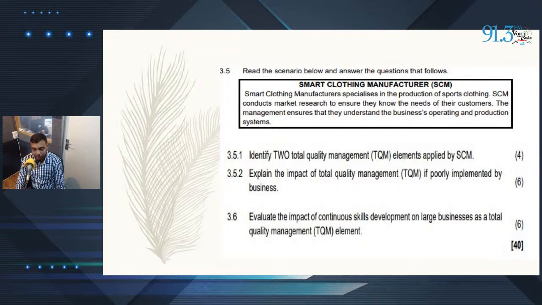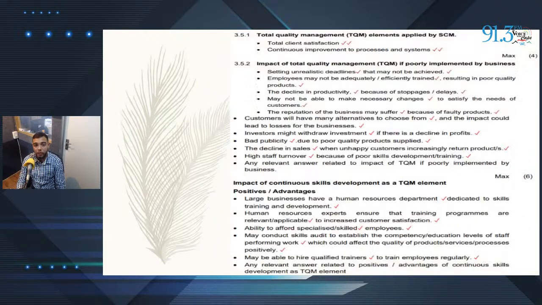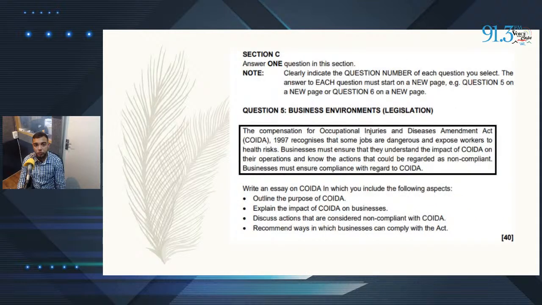mainly is your positives and negatives. So you can give either positive or just negatives. So because it's poorly implemented, we're now giving the negatives. So you're going to mention three, and the three easy ones are setting unrealistic deadlines that may not be achieved, the decline in productivity because of stoppages or delays, and the reputation of the business may suffer because of faulty products. We now move on. Your answers. Remember, you can screenshot your answers. Move on to the next.